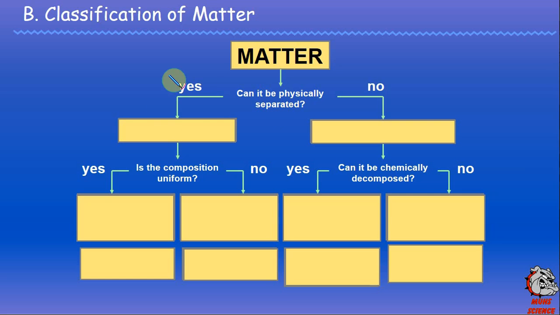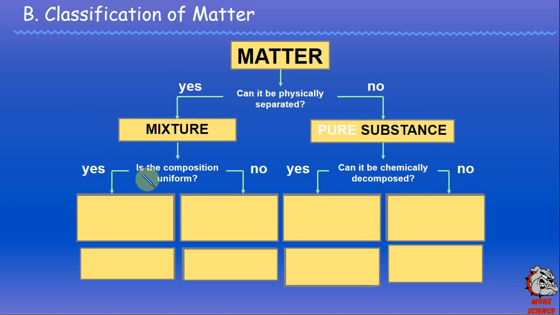So, can it be physically separated? Answer, yeah, it can be physically separated. So we call those things mixtures. If it can't be physically separated, those are called pure substances. Let's take a look at the mixture side here. There's a couple of different ways we can describe mixtures.